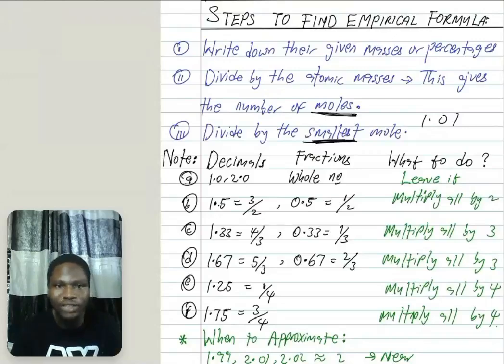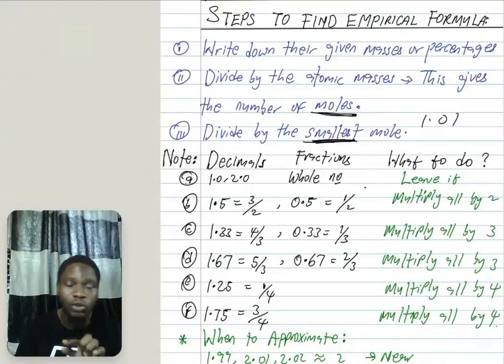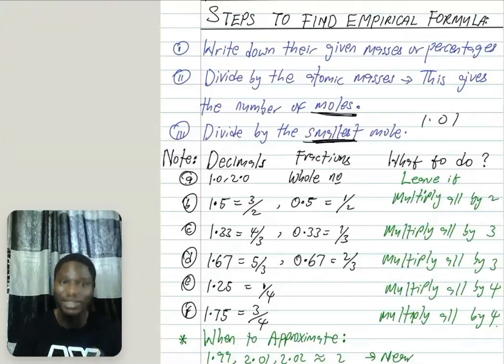Now, look at this one. Whenever you have something like 1.5, people will make the mistake of making it 2. No. Don't approximate that to 2. I know you were not taught that. Don't approximate that. Mathematically, 1.5 is 2, but you won't use that here. Whenever you have 1.5, you will change it to a fraction, and that's 3/2.